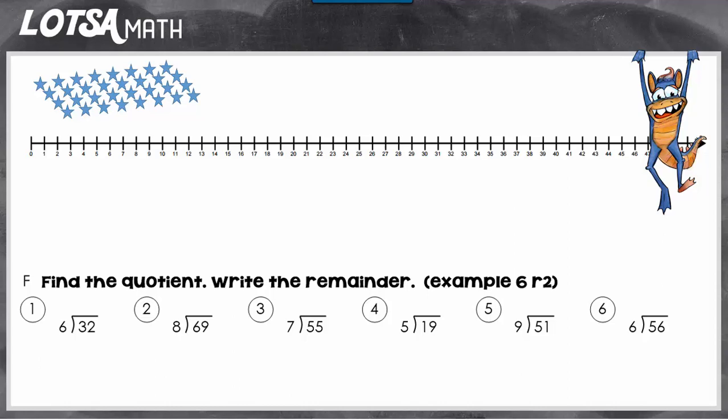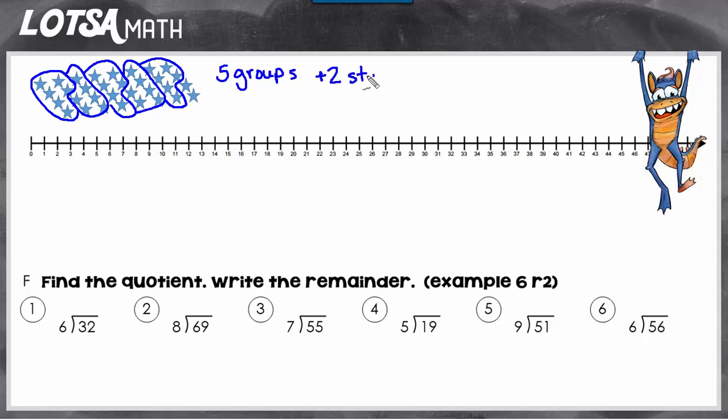If you count all of the stars, you'll see that there are 32 of them. So if you want to divide them by 6, you have to put those stars in groups of 6. So I'm just going to start circling groups of 6. So there's one group, 2 groups, 3 groups, 4 groups, and 5 groups. But you'll notice that I have 5 groups, but I have 2 stars that aren't in a group. The extra ones become the remainder.